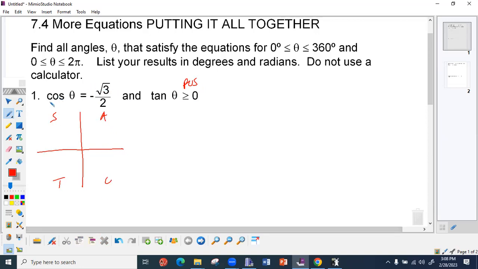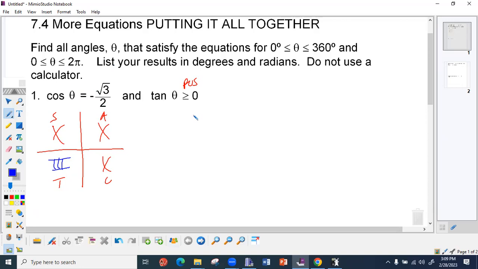We need to know, where is cosine negative? Cosine is negative in 2 and 3. So that eliminates 1 and 4. Where is tan positive? Tan is positive in 1 and 3. So that eliminates what's left? 2. So that means my solution is in quadrant 3. Okay. And now we just go from there.